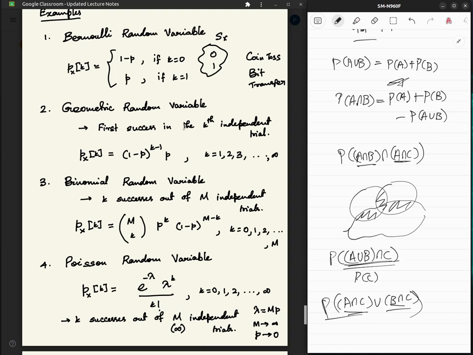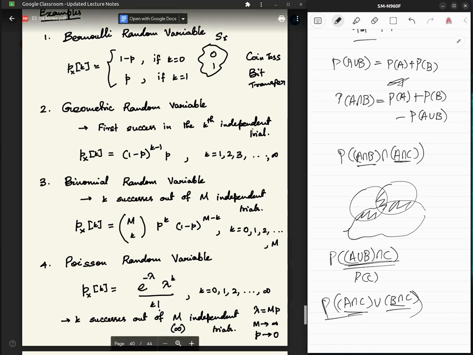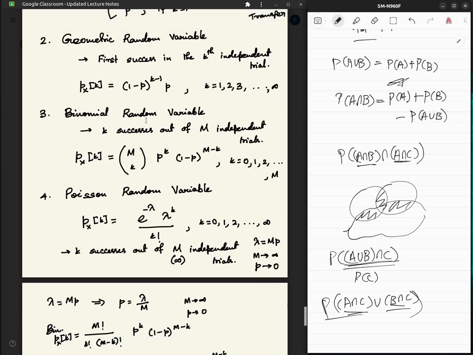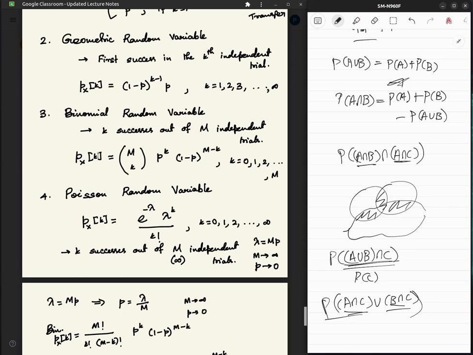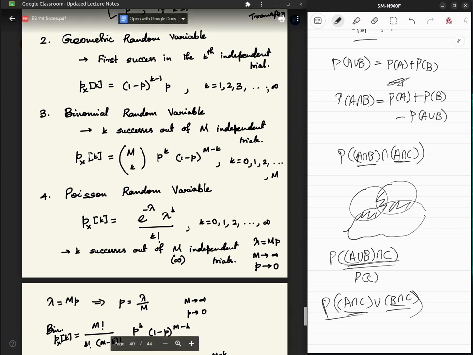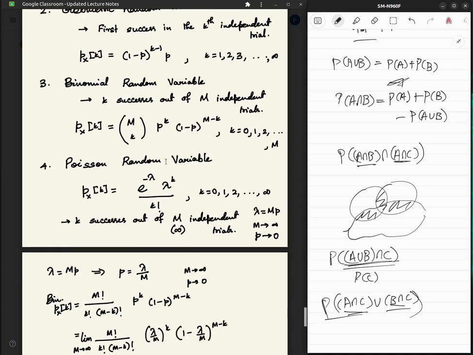Geometric random variable. First success in the kth independent trial. Sure, that makes sense. Binomial random variable. Yeah, makes sense. And k is the thing. So like p sub x of k. Okay, what would x be in this case? What are the outcomes? Outcomes are of course tuples, and x is a certain property of that tuple. In this case, the property is the number of successes in our sequence of trials. So p sub x of k equal to probability of x equal to k, that is the probability that the number of successes is exactly k. Yeah, that's what this is asking.